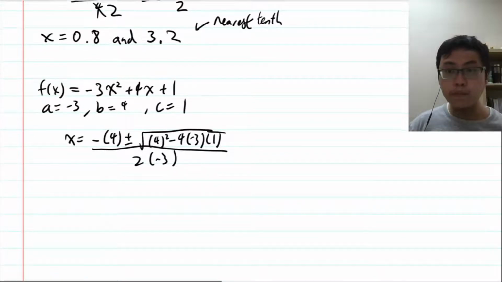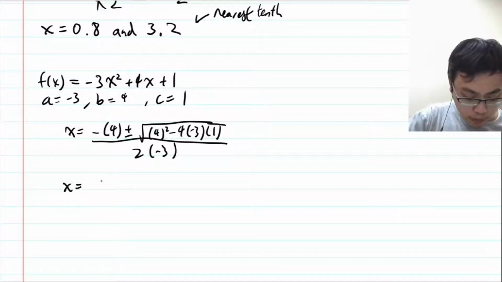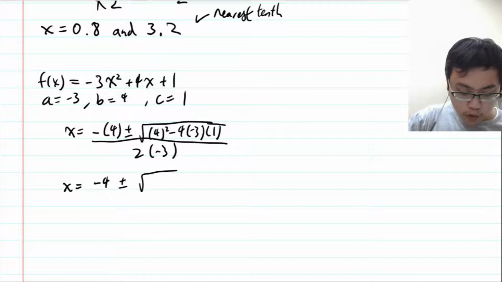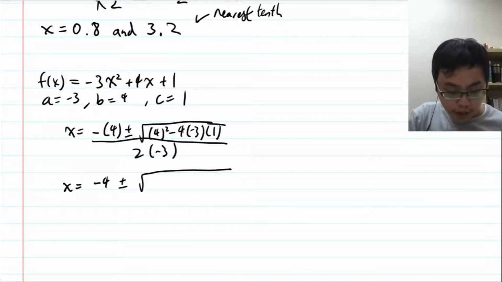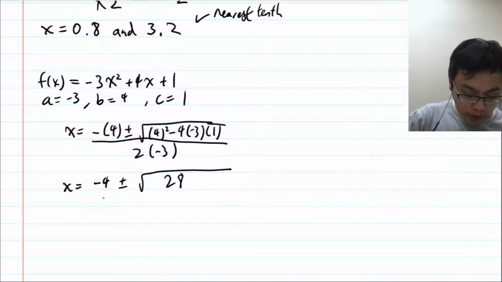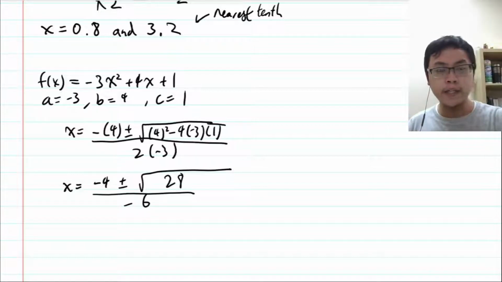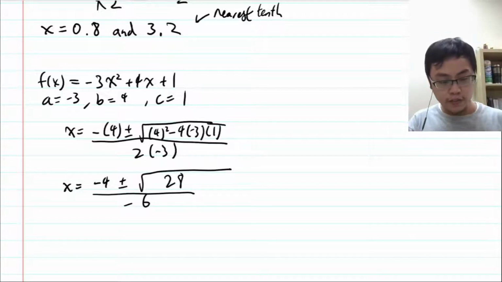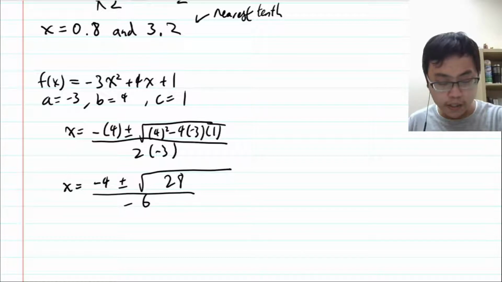Okay, so let's clean up the mess a little bit. So x is equal to negative 4 plus or minus square root of, and 4 squared is 16, 16 plus 12, because negative 4 times negative 3, negative times negative will be positive, so 4 squared plus 12 will give us 28, all over negative 6. And then 28 is 4 times 7, right? 4 times 7 is 28. So we can take the 4 out.